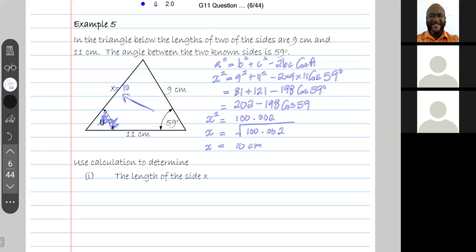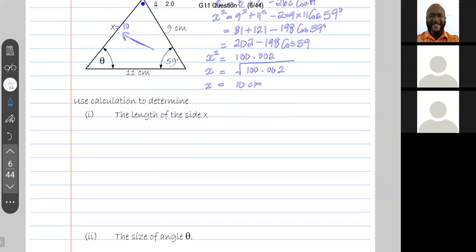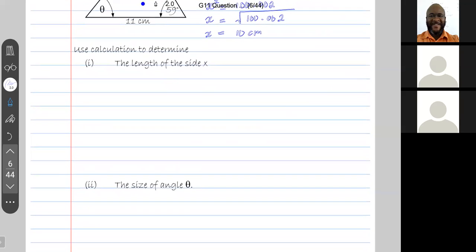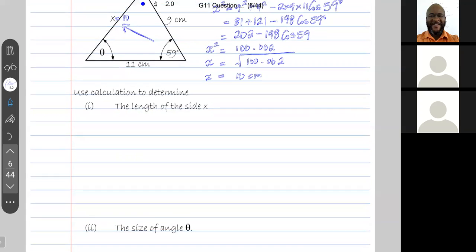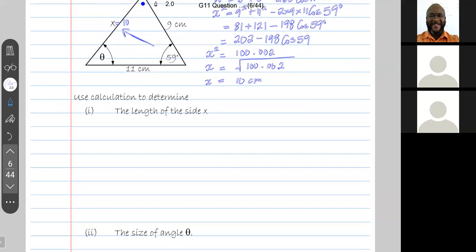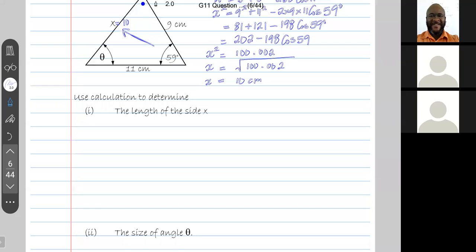So the next thing we're going to be asked to find is theta. All right, so we actually put the calculation in the wrong place. Next, we're asked to find the size of angle theta. Now, guys, this is what I just told you. Are you guys hearing me? All right, so what I told you last is this. After you use cosine rule on a triangle, the next rule you must use is going to be the sine rule. So I want to find the angle theta.